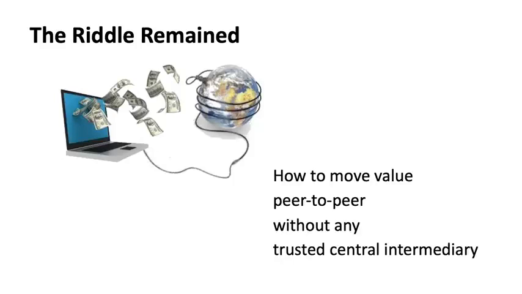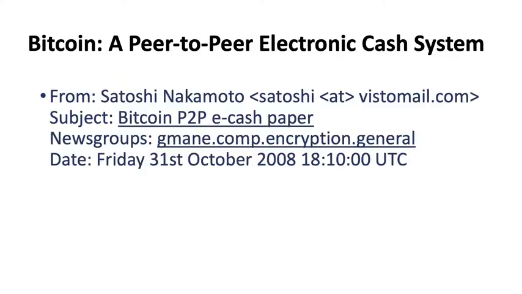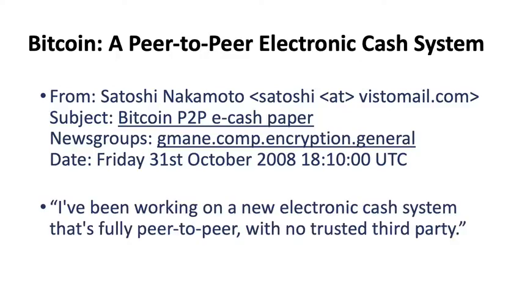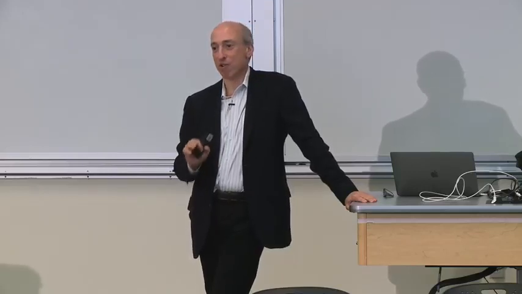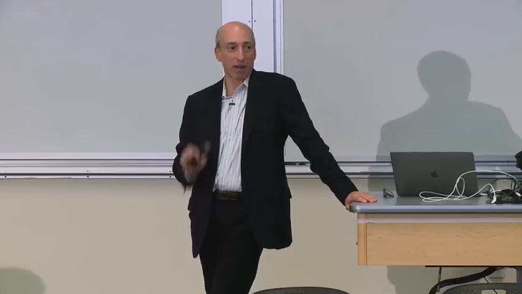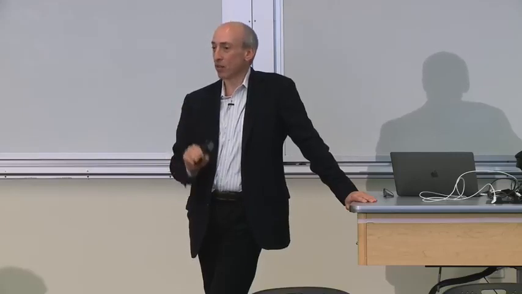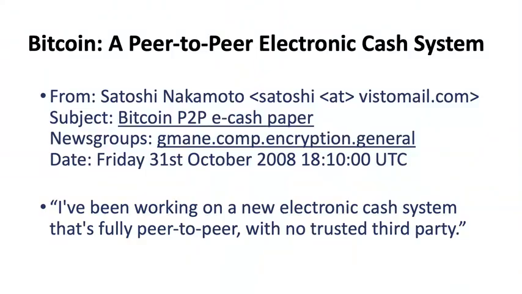But the riddle remained. You remember that riddle, how to move money peer-to-peer without a central authority. And that's what I'm asking for next class, Thursday, to actually read. I wouldn't wing it, and I wouldn't be afraid of it. Satoshi Nakamoto wrote a paper that everybody in this class, if you're at MIT, and a few of you are at Harvard, I'm telling you, you can read it. You'll understand maybe a half to two-thirds of it. It's not deeply technical, and it's only 8 or 9 pages.